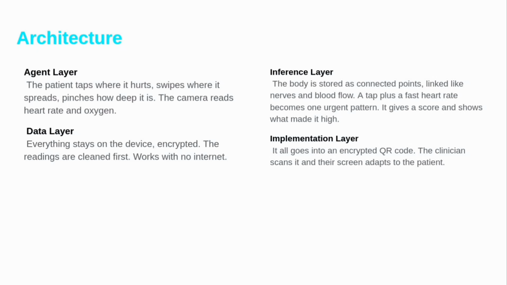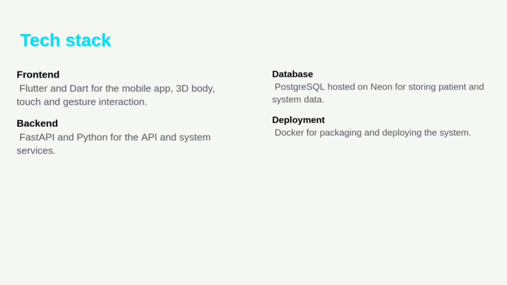For the tech stack, for the front end we are using Flutter and Dart for the mobile app, and we are using the mobile interface to give a 3D body interaction. For the back end, we use FastAPI with Python, and for the database, we are using PostgreSQL, which is hosted on Neon, to store the system information. And then finally, Docker for containerizing the image to ease the deployment.